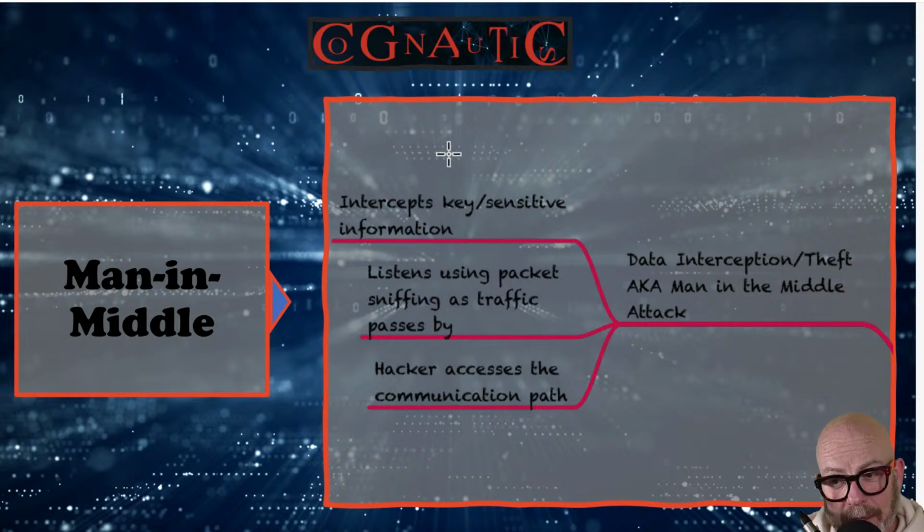Right, let's look at the man-in-the-middle attack. Now, the man-in-the-middle attack is usually carried out on a wireless network, and the aim is to intercept key data or sensitive data to sell it or to blackmail people or to use it for some kind of financial gain, all right? Now, how does it work?